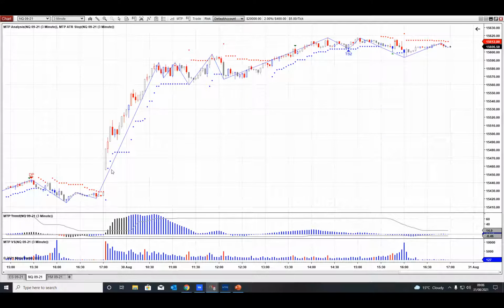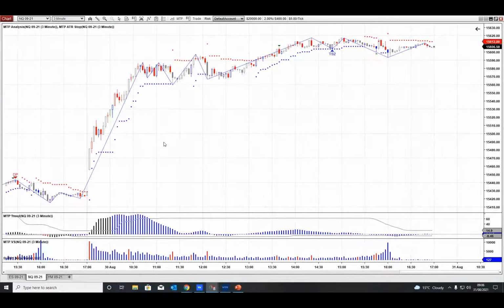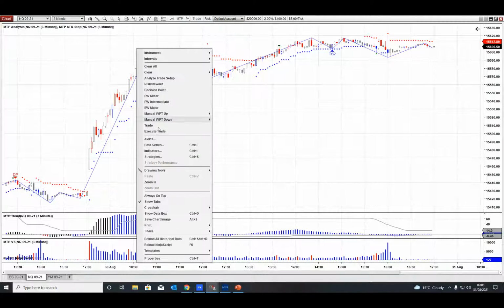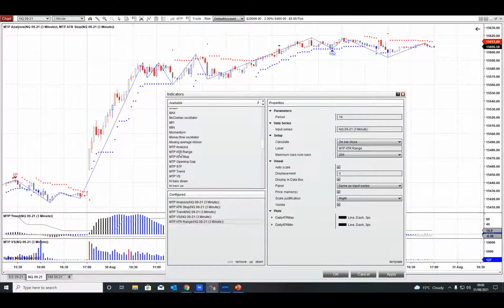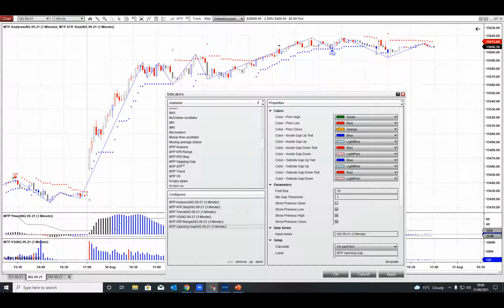So how can we make use of that? Well, a couple of tools we've got that we don't tend to talk about much because they're not specifically MT Predictor tools are in our NinjaTrader 8 add-ons. We also have them in our standalone version. If I go to indicators and scroll on down to our MT Predictor, our MTP indicators, you'll see there's a couple of extra ones in here that we don't talk about much. There's the ATR range, so I'll double click on that and add that to the chart, and then the MTP opening gap. I'll double click on that, add it to the chart, then add them on.